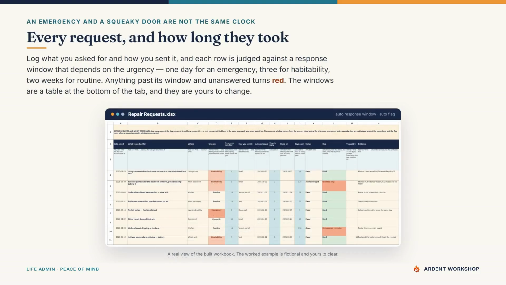Alongside it, a repair log that knows an emergency and a squeaky closet door are not the same clock. Log what you asked for and how you sent it, and each row is judged against a response window that depends on the urgency. 1 day for an emergency, 3 for anything affecting habitability, 2 weeks for routine work. Anything past its window, unanswered, turns red, and those windows are a small table at the bottom of the tab, entirely yours to change.